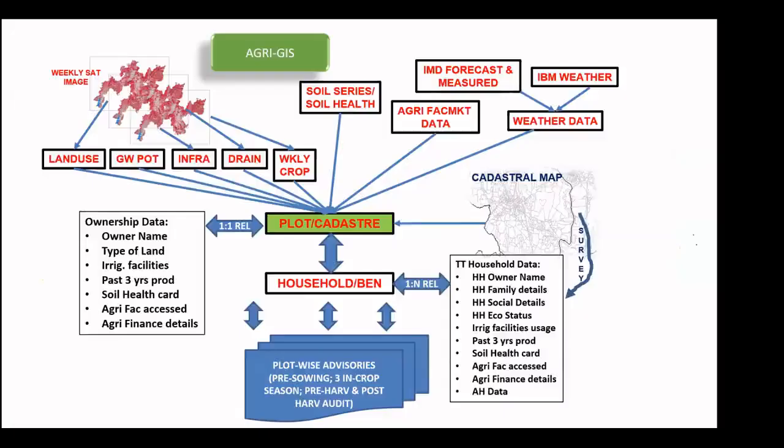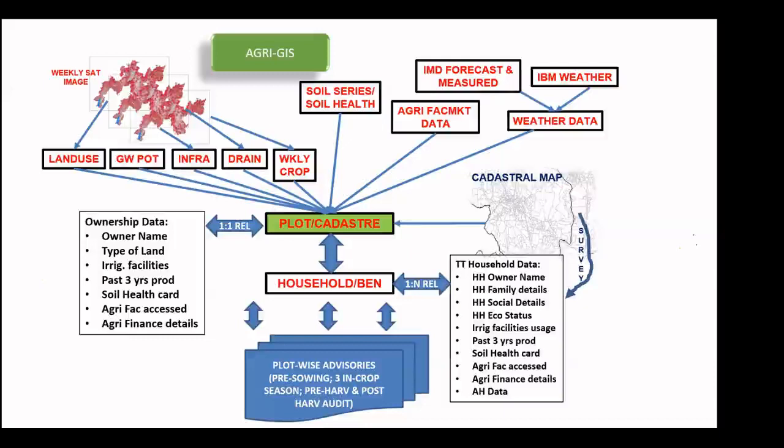Okay, now I'll start with where I work, the Center for Spatial Analytics and Advanced GIS. We are working on a project called AgriGIS. This is where we use different types of data that are coming in. I'll show you how we are integrating all the data to a plot level, and we are also giving advisories to the farmers. This project is happening in South Odisha. We are executing this project in five blocks.